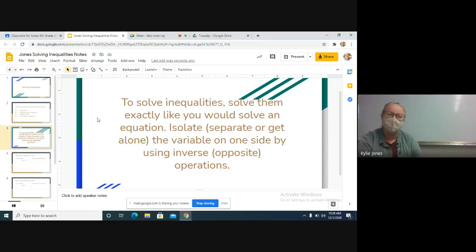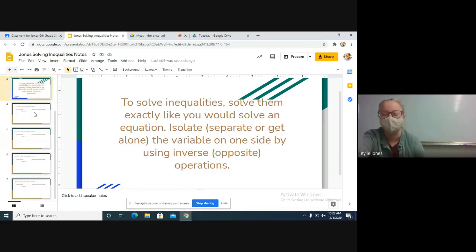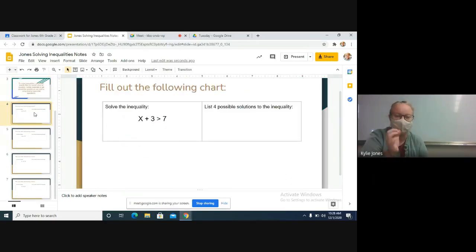So, we're going to practice this a few times together on the Google Slides, and then we're going to try a couple on your own because we have been solving equations with equal signs for a couple of weeks and you guys are pretty good at it. So just putting in the inequalities is just one slight difference. And we'll talk about that difference. Okay. It's really the only difference is your answers. Solving them is the exact same way.